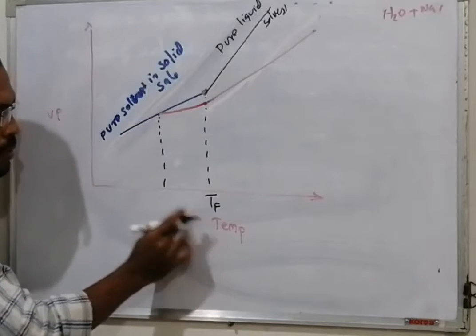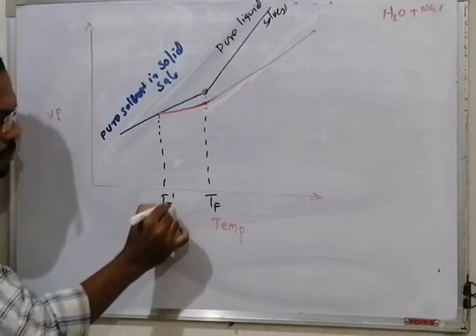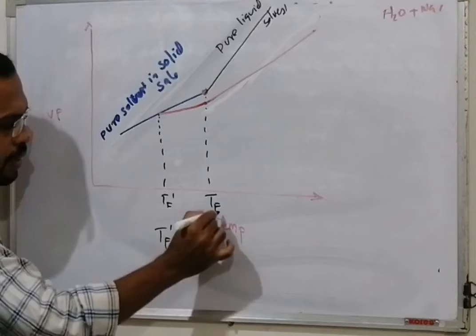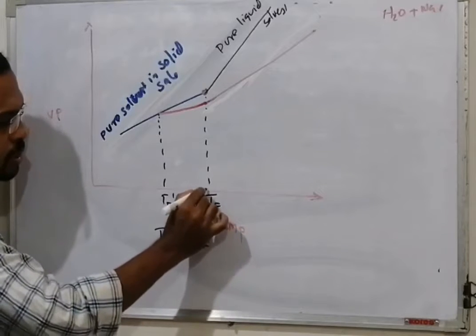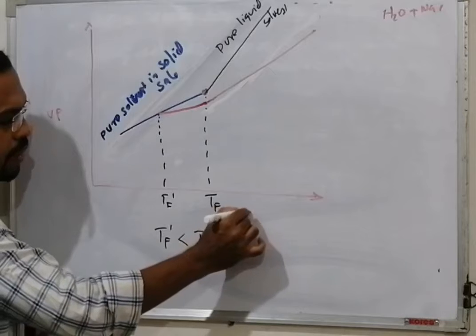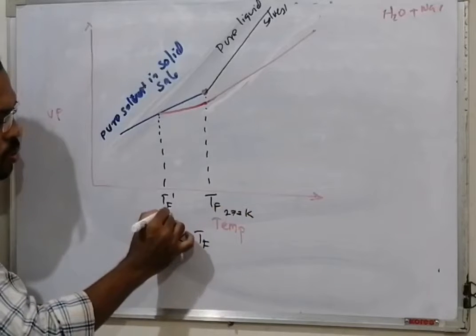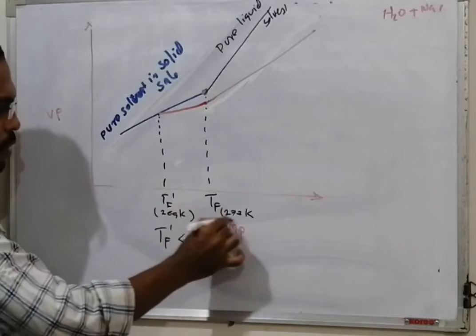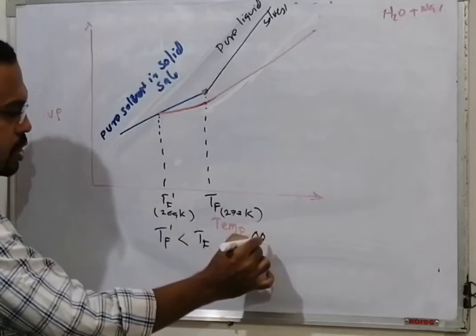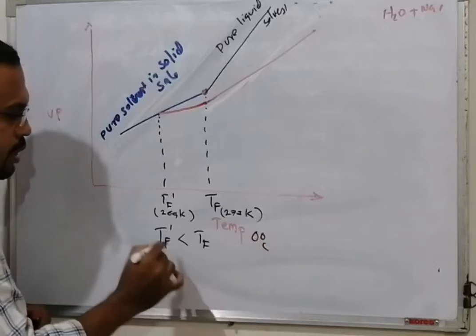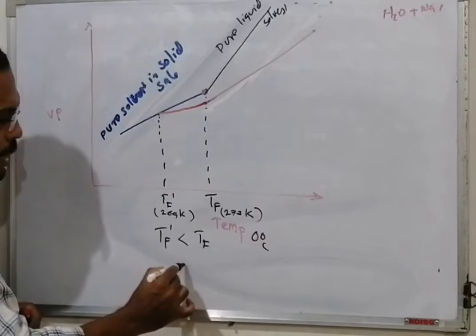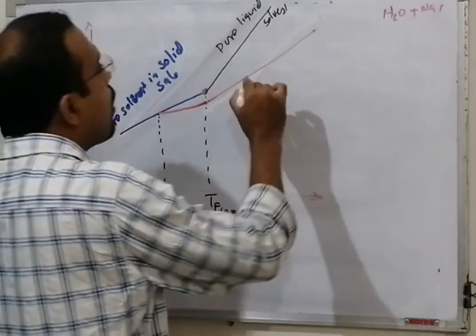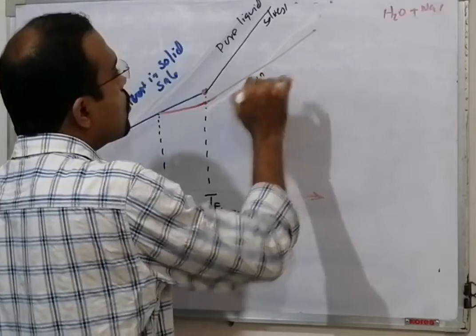This is the temperature, Tf dash. That is, Tf dash is less than Tf. If it is 0 degrees centigrade, or 273 Kelvin, I will say this is 269 Kelvin in Kelvin. If it is 0 degrees centigrade, it will be minus 4 degrees centigrade. Therefore, this is the solution.